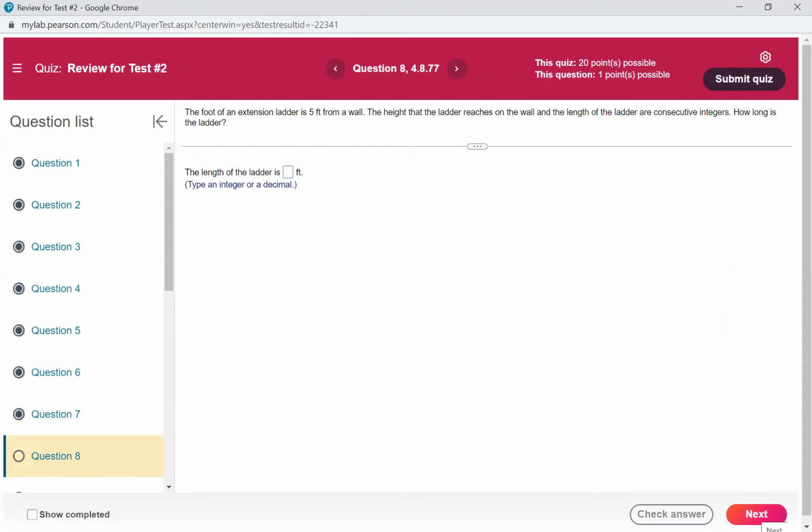Oh, so y'all's favorite problem. So let me write this down. This is number 8. So I'm just going to sort of draw what we got. We got a wall here. And you got a ladder leaning up on that wall. They tell me that the foot of that ladder is 5 feet from the wall. So on the bottom, that's going to be 5 feet. Then they tell me the height the ladder reaches on the wall and the length of the ladder are consecutive integers. So y'all, let me go to my pad now and show you what I'm going to do.